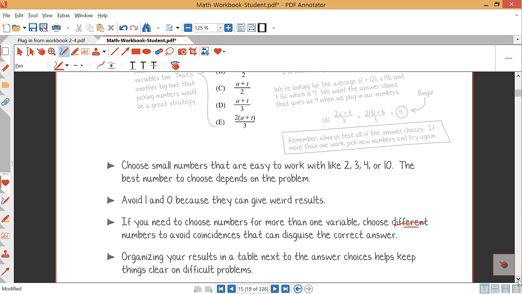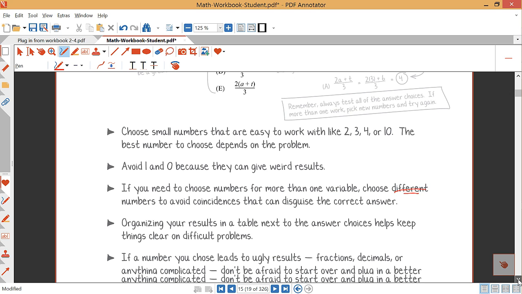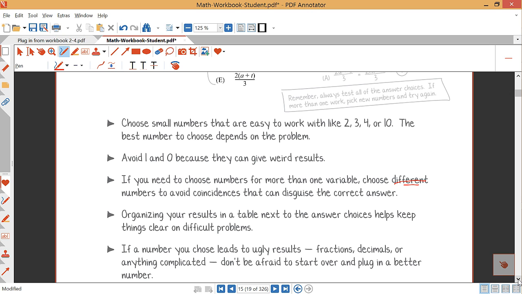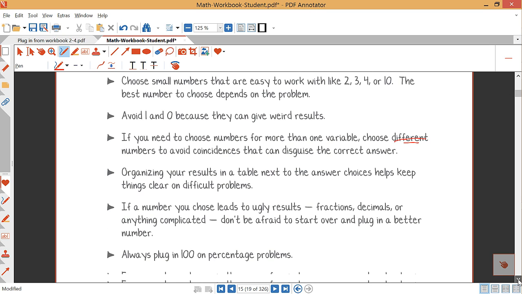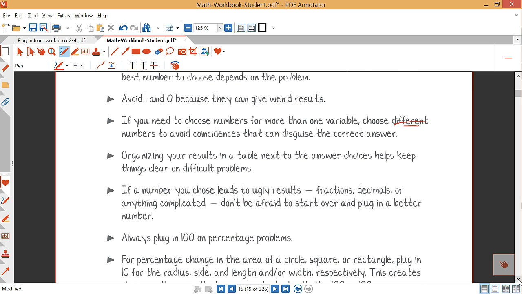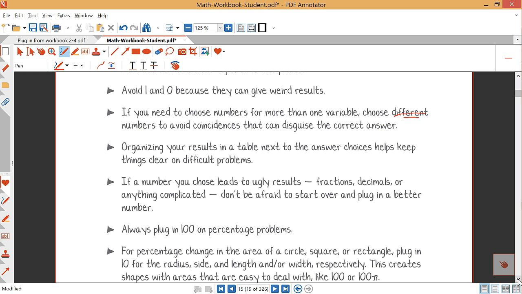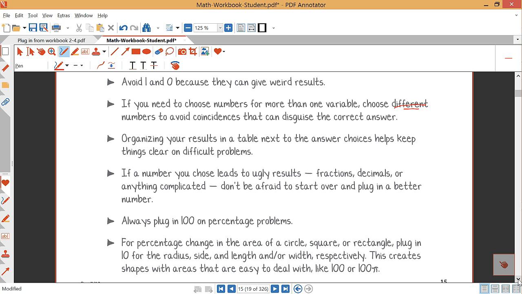Right. You also want to, if it helps you, organize your results in a table next to the answer choices to help keep things clear. If you do happen to choose a number and the answer you get has a fraction or a decimal or something complicated that you just don't like, don't be afraid to start over. Plug in a better number. Try it again. It'll get easier over time as you practice this. You'll kind of get a sixth sense as to what numbers to choose.